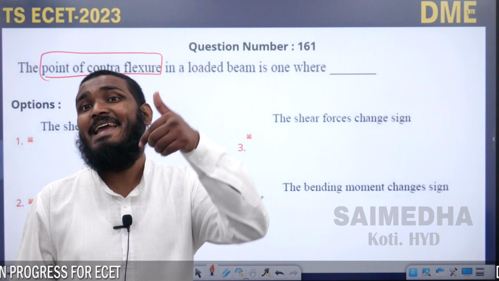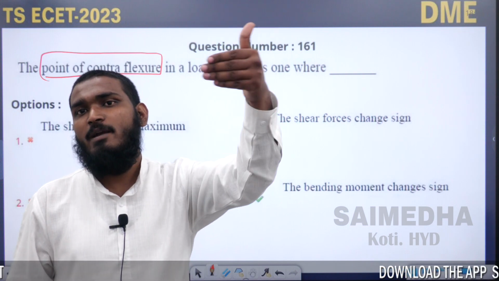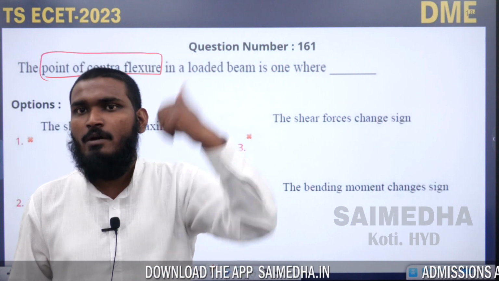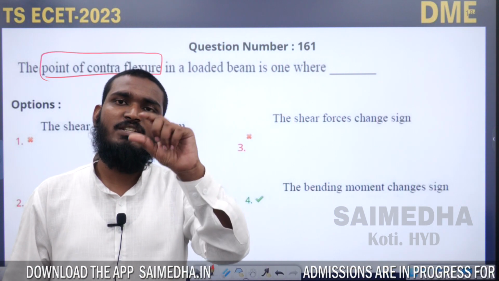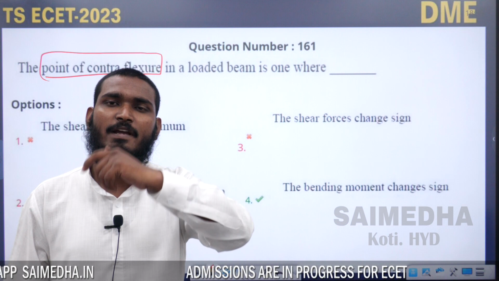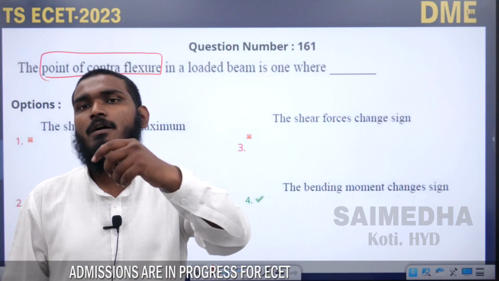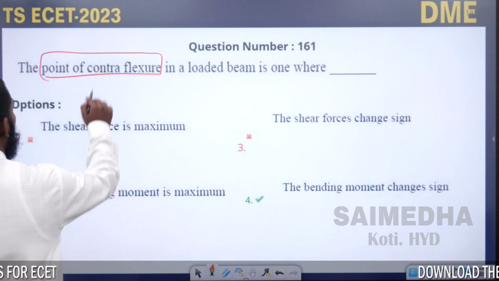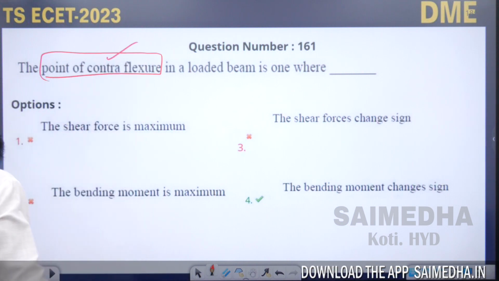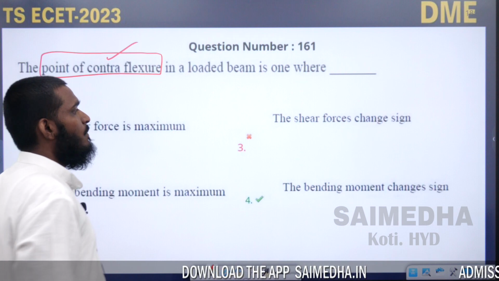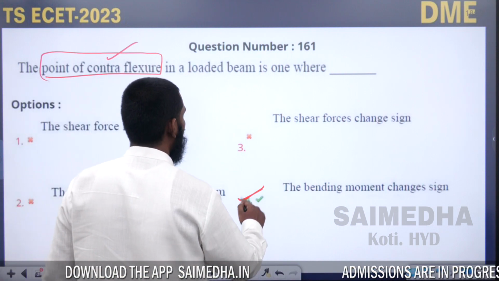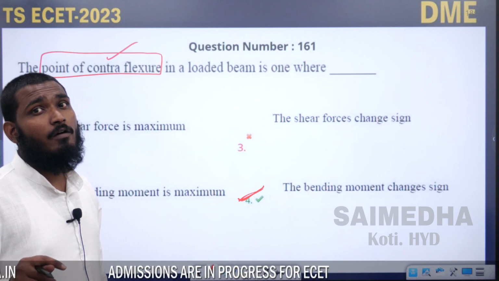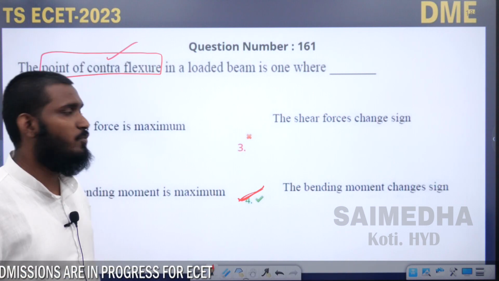It means it is changing its sign. Positive bending moment is becoming negative, negative is changing into positive. Whenever we have that change, we call the point where the bending moment becomes 0 the point of contraflexure. So which option will be correct now? Bending moment changes sign, so option 4 is correct. If it is given as changing from one sign to another sign, that option is also correct.